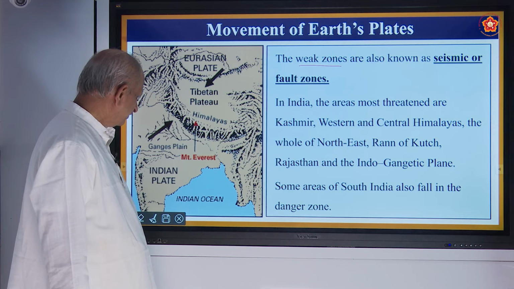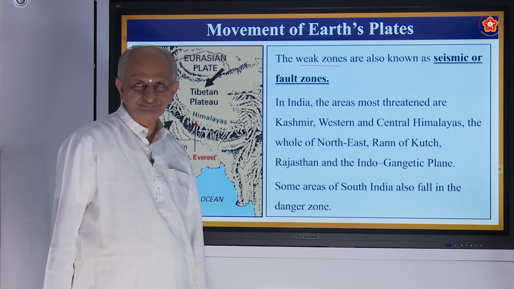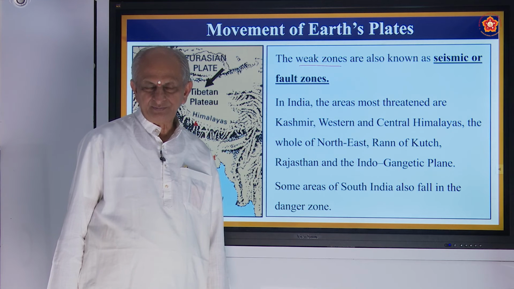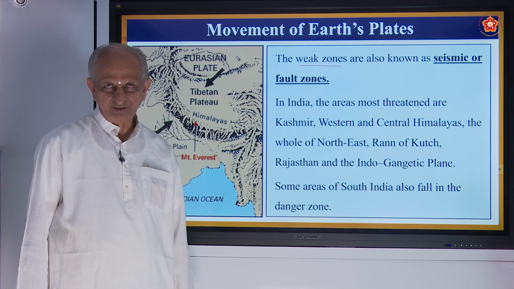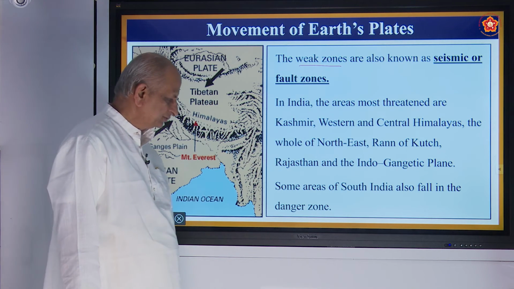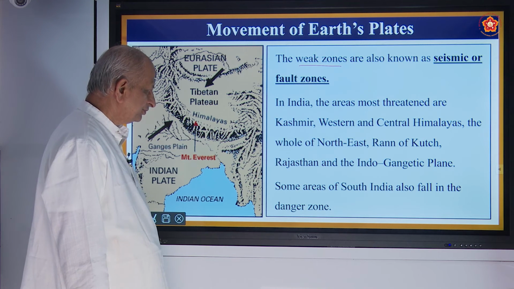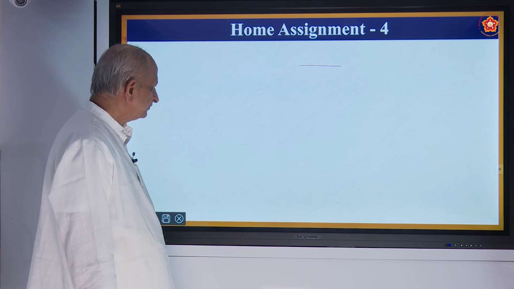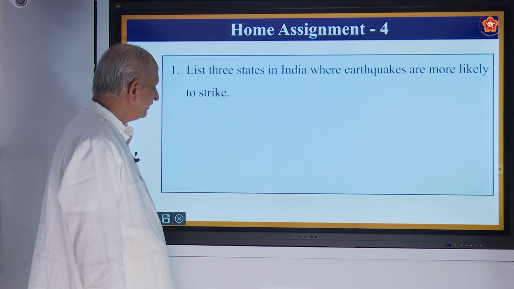and some areas of South India also fall in the danger zone. South India means Maharashtra especially, and Gujarat, we told it already, the Kutch area. Some places of North Karnataka like Gulbarga, Yadgir and all that are also victims of this earthquake. Now let us see the home assignment.